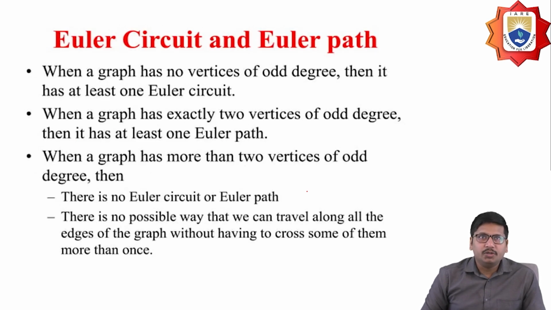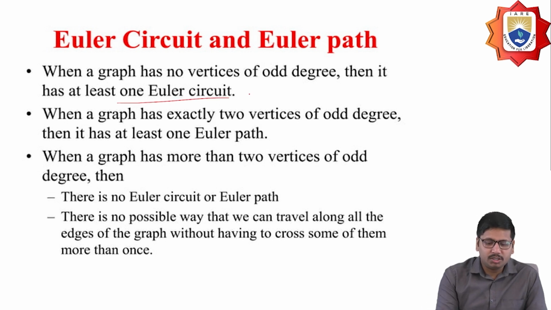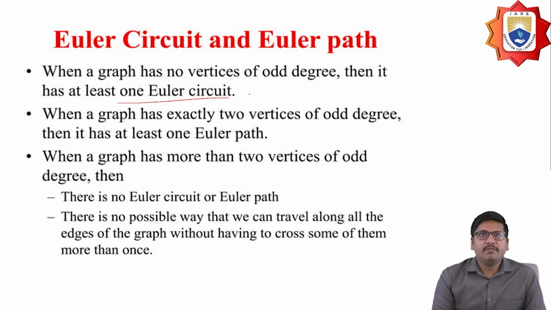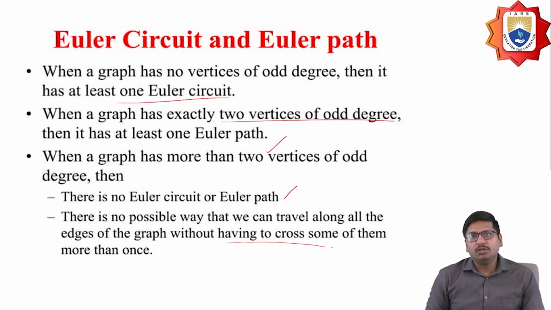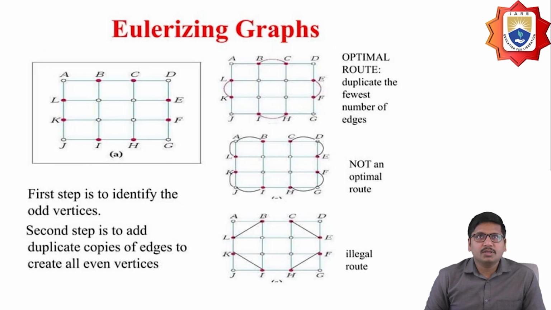So Euler circuit and Euler path. When a graph has no vertices of odd degree, then it has at least one Euler circuit. Whenever the graph has exactly two vertices of odd degree, then it has at least one Euler path. Otherwise there is no Euler circuit or Euler path, and there is no possibility to travel all the edges of the graph without crossing some of them more than once.